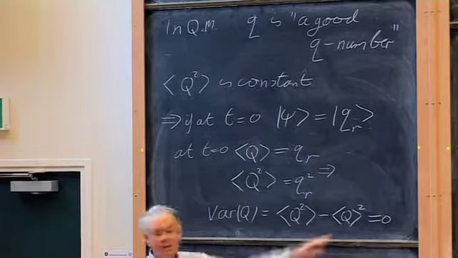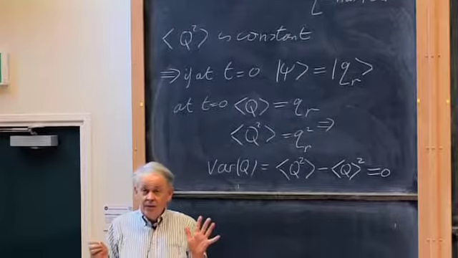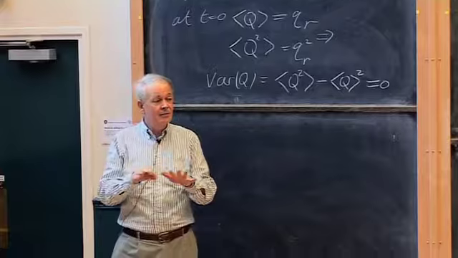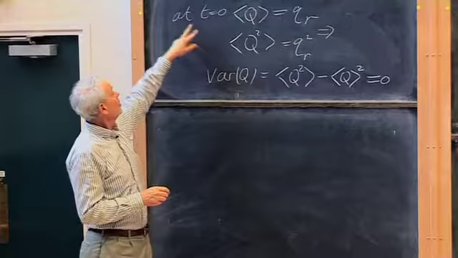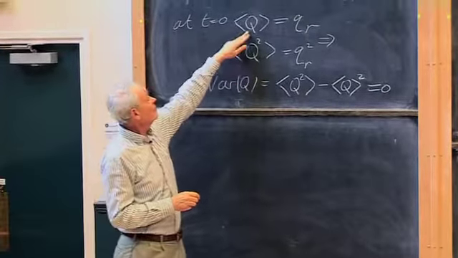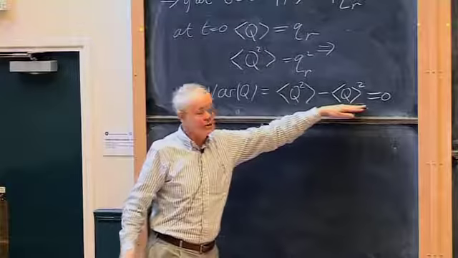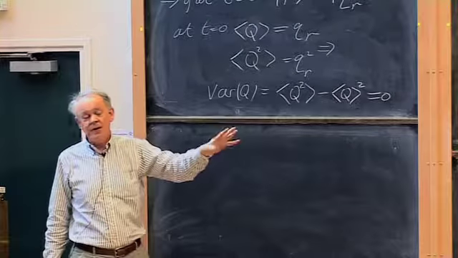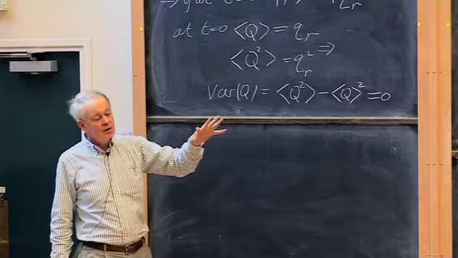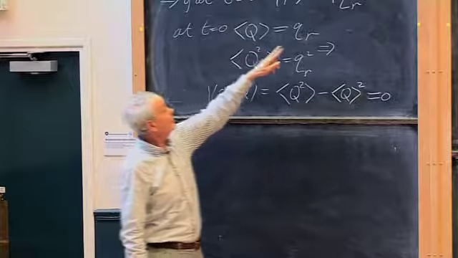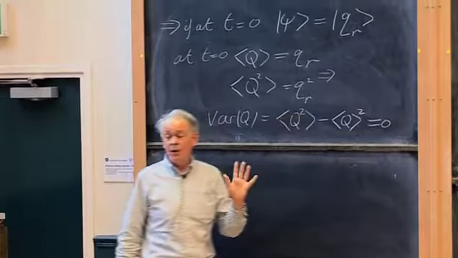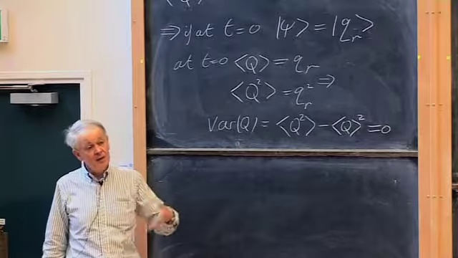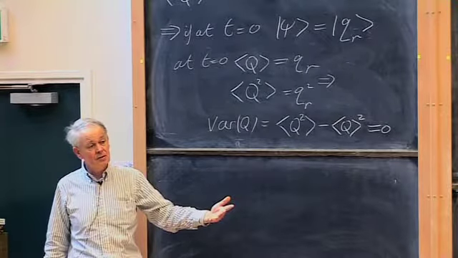So this variance expresses, of course, the fact that there's no uncertainty in the value that we get. But since this is a constant of the motion, if this variance vanishes at t equals 0, it vanishes at all times. And the only way that can happen is if your system stays in the state that it was in originally. So if it was in a state of well-defined Q at t equals 0, it'll be in the state of well-defined Q at all subsequent times.